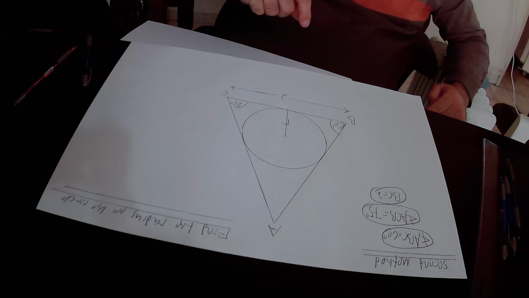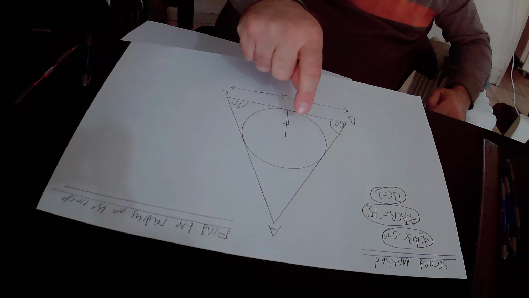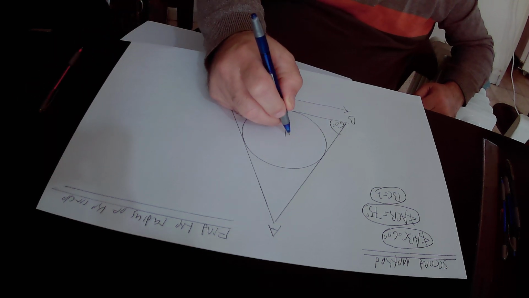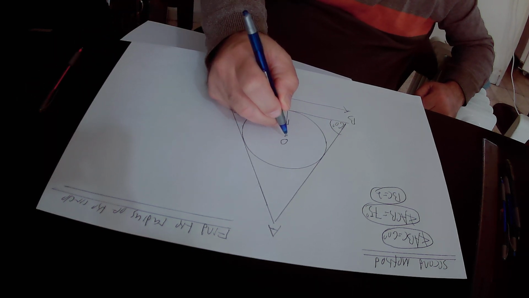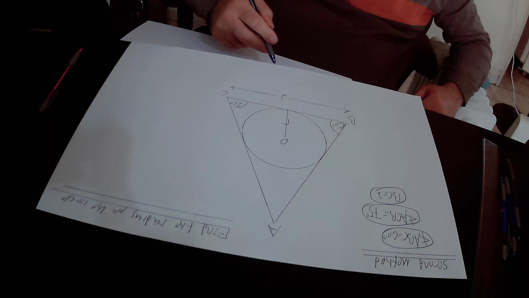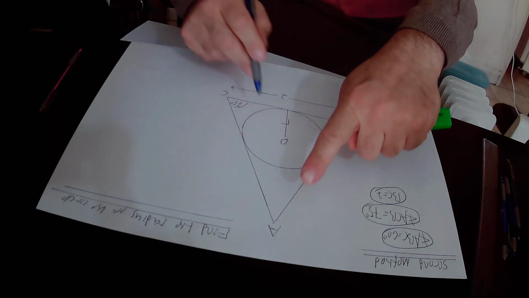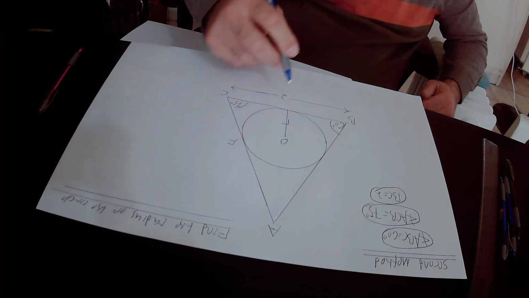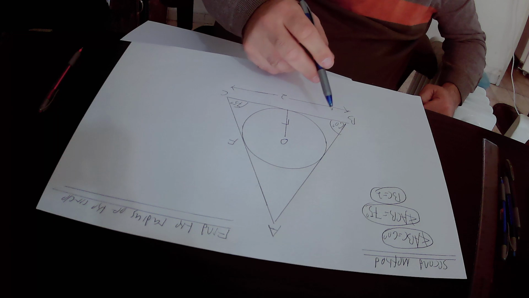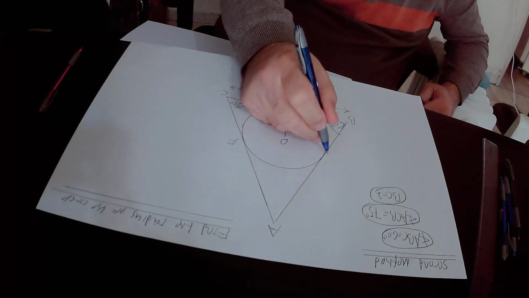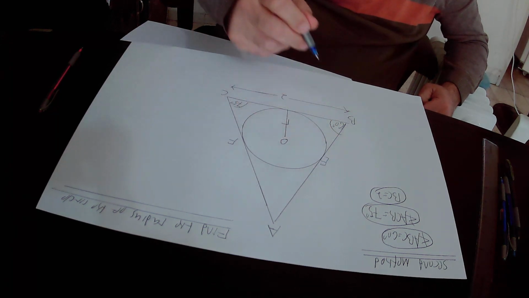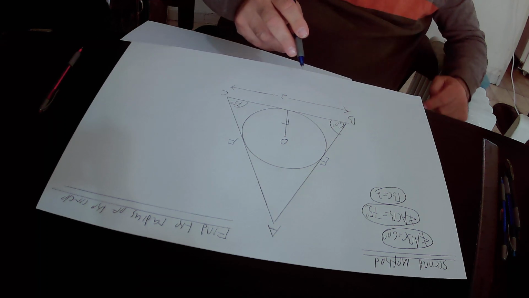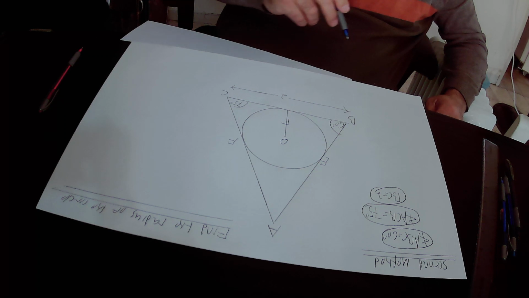In the second method, we define the center of this circle, this point, as O. We define the point of tangency of tangent AC with this circle as F. We define the point of tangency of tangent AB with this circle as E. And finally, we define the point of tangency of tangent BC with this circle as D.